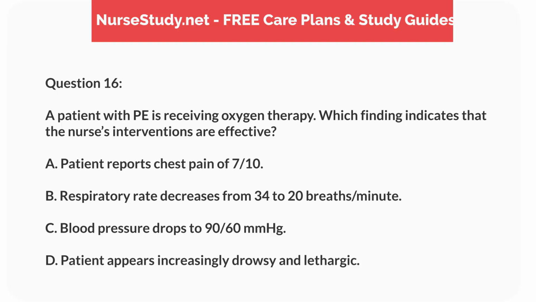Question 16. A patient with PE is receiving oxygen therapy. Which finding indicates that the nurse's interventions are effective? A. Patient reports chest pain of 7 out of 10. B. Respiratory rate decreases from 34 to 20 breaths per minute. C. Blood pressure drops to 90 over 60 millimeters of mercury. D. Patient appears increasingly drowsy and lethargic.